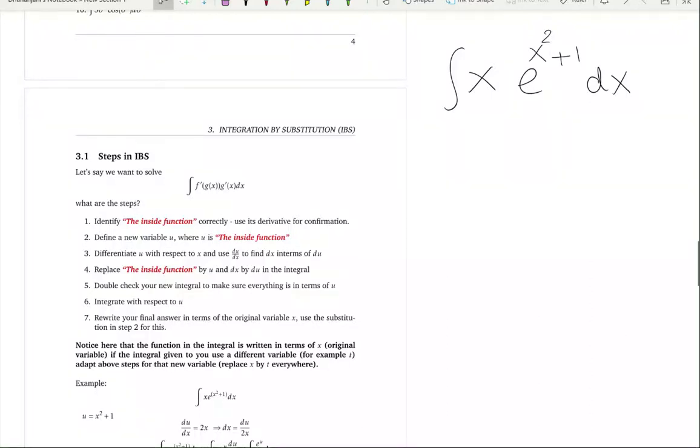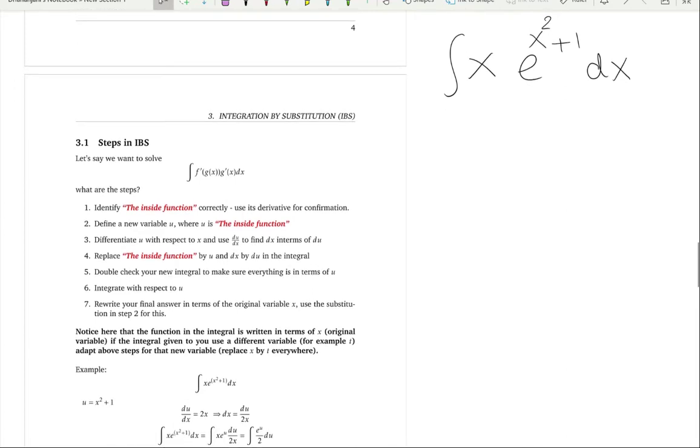So let's finally solve an integral using integration by substitution, after 3 videos. I'm going to explain the steps of integration by substitution through an example. Okay, so let's get started. What is the first step? Identify the inside function. Look at the inside function.